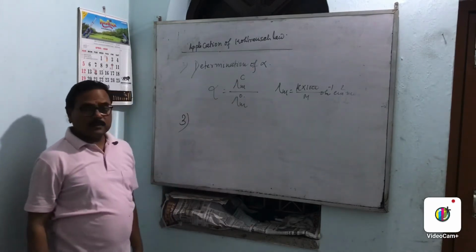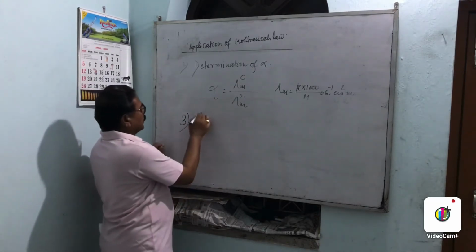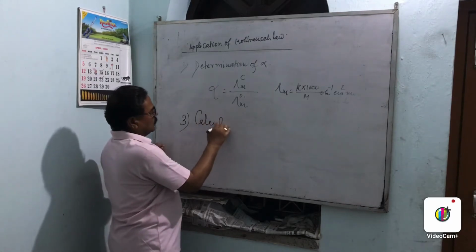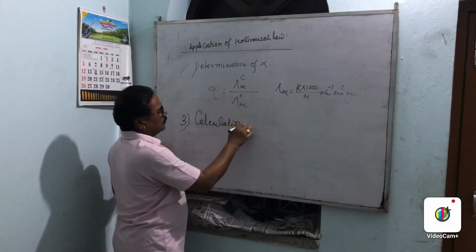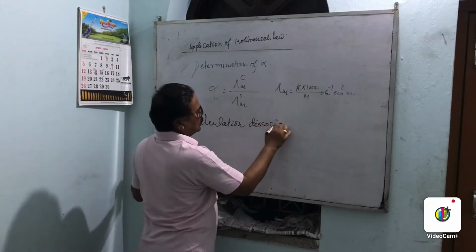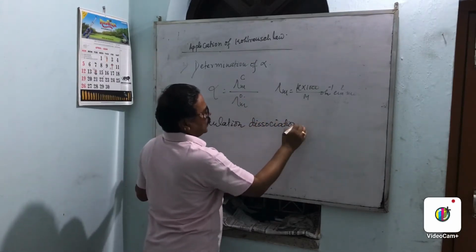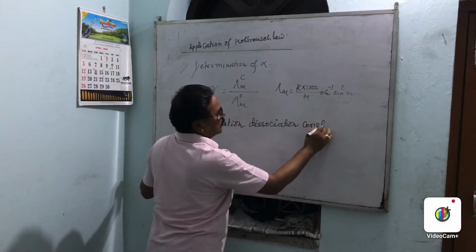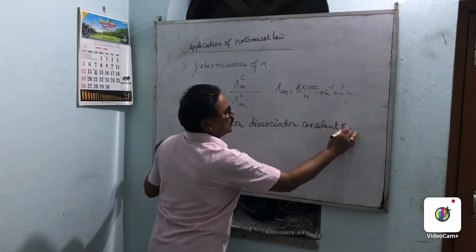And third is the calculation of the dissociation constant, that is, for an acid, Ka.